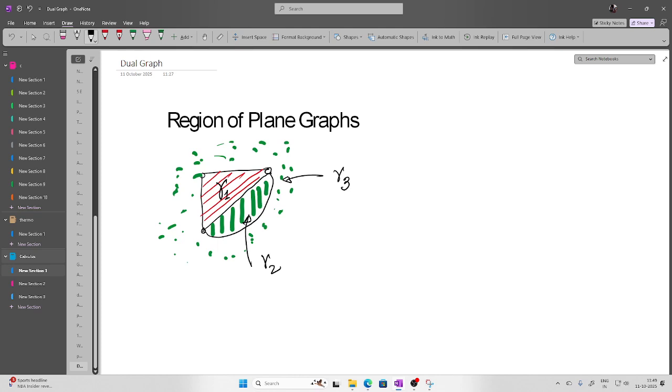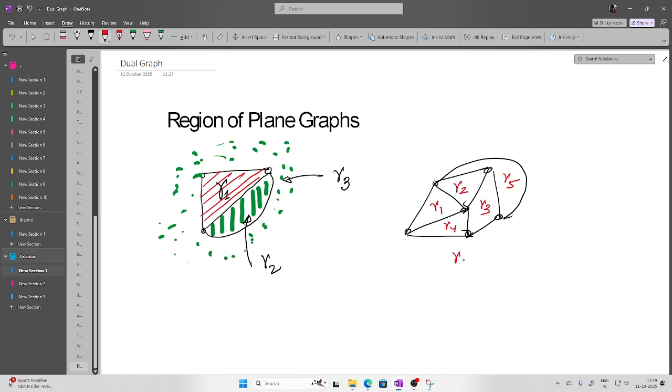Now once you know about regions, let me ask you, let's say that this is a graph. If I ask you how many regions there are in this graph, then we have to count. This is region 1, okay. This is region 2, region 3, region 4, region 5. Is it over? No, you should not forget this region, which is the unbounded region. Regions are also called faces. Okay, so that's all about regions. Once you know a region, you will be in a position to draw the dual graph.